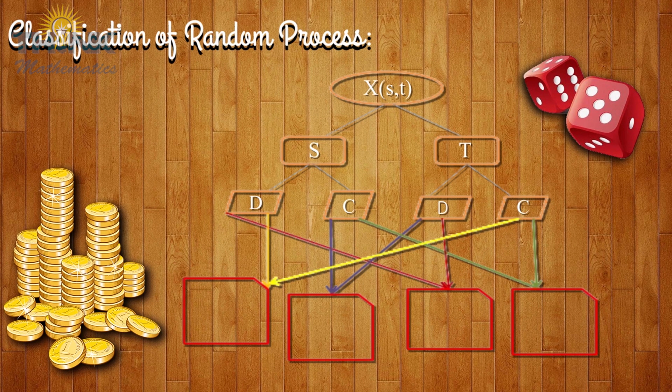Now the classification is as follows. If S is discrete and T is discrete, then it is generally called discrete random sequence. If S is continuous and T is discrete, then it is called continuous random sequence. If S is discrete and T is continuous, then it is called discrete random process. In the same way, if S is continuous and T is continuous, then it is called continuous random process.